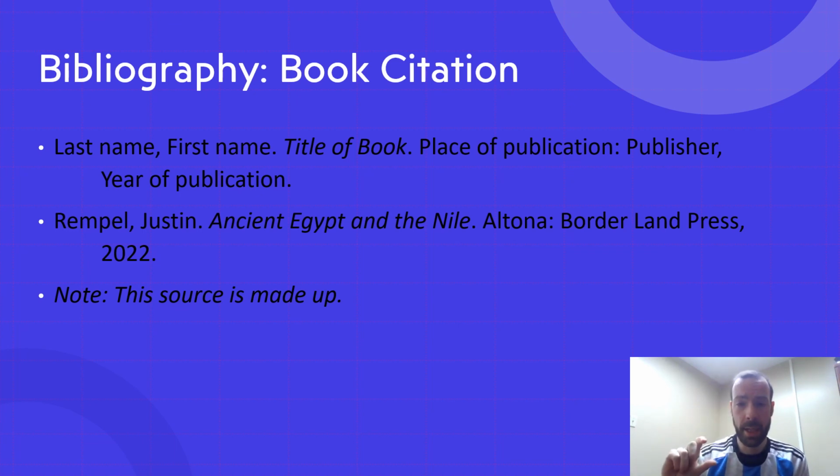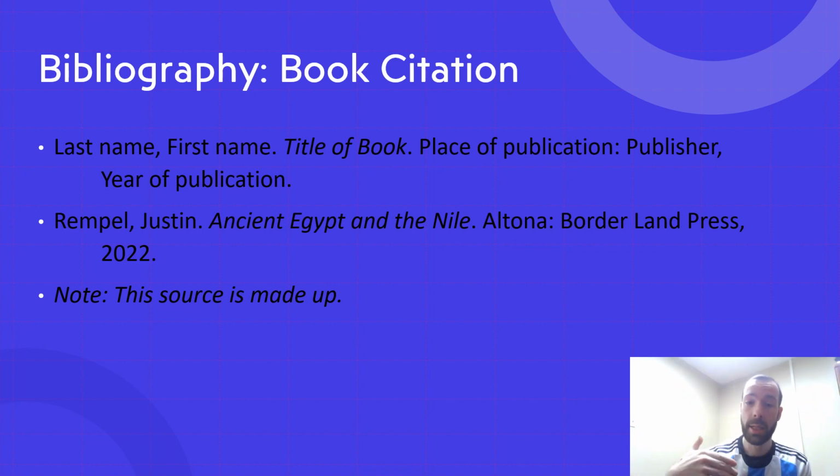So this is an example for a book, which is a very common source to be using in research writing. If we're citing a book on our bibliography page, we would put the last name, followed by a comma, followed by the first name, followed by a period. The title of the book would be in italics. All important words would be capitalized. Then we'd have a period.